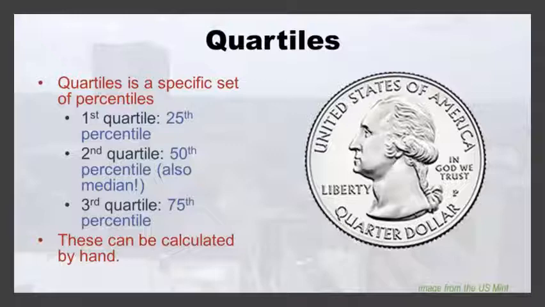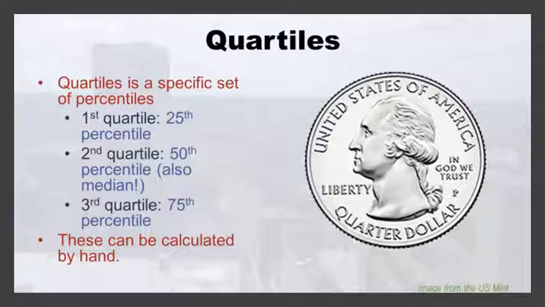Okay, so think of quarters, all right? Think of quarters in $1. Okay, there are 4 quarters and 1 whole dollar, right? So the first quartile, or the first quarter, gives us 25 cents, or 25%. So the first quartile is just your 25th percentile.